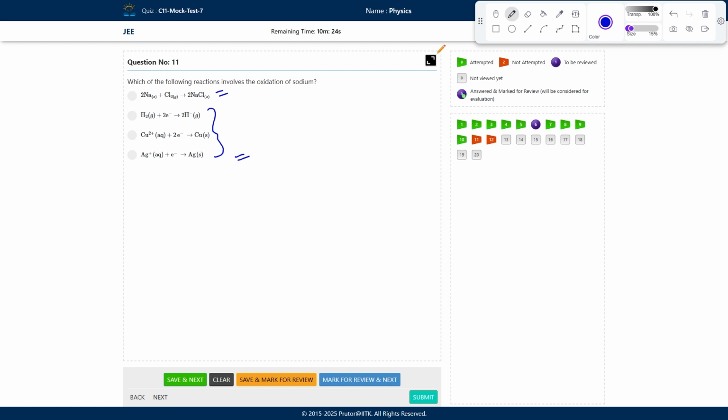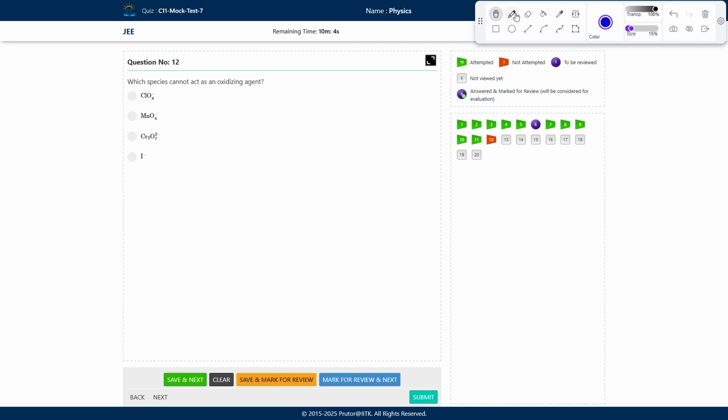So what will be the correct answer? Of course, your first one. So let's verify it. Sodium is in 0 oxidation state, chlorine is in 0 oxidation state. Here sodium will get +1 and the chlorine will get -1. Yes. So the oxidation state is increasing from 0 to +1. So the correct answer will obviously be option number first.